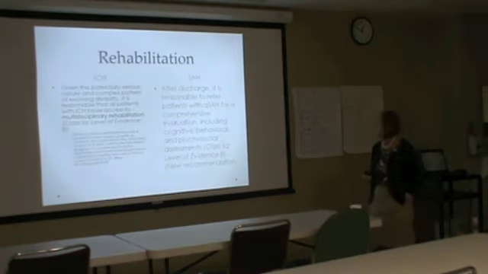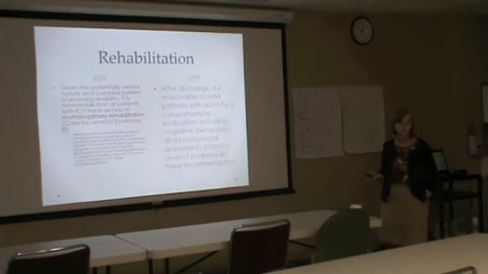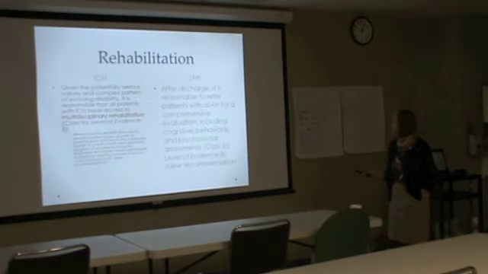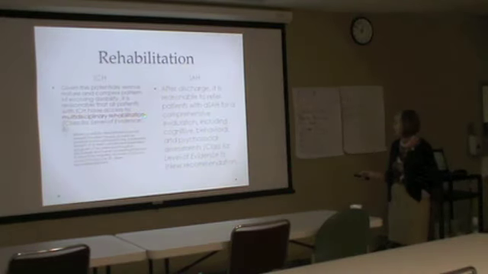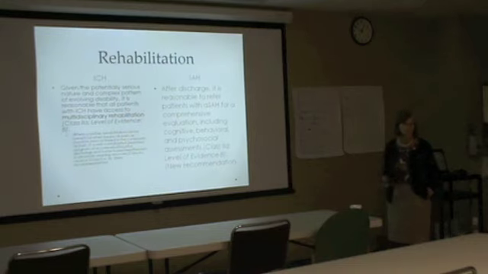Rehab is appropriate for everybody, and that's in all of the guidelines. So whether it's hemorrhage or subarachnoid hemorrhage, once they're done with the acute phase, they're all referred off to multidisciplinary rehab. It's all class 2A, whether it's ischemic, hemorrhagic, or subarachnoid hemorrhage.